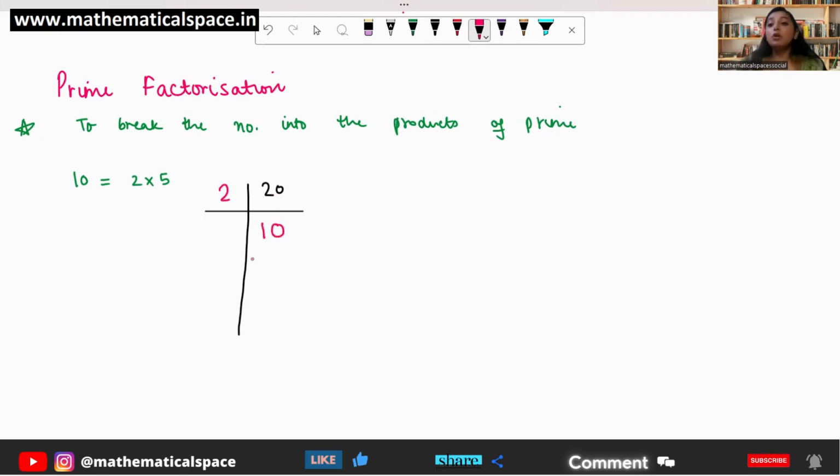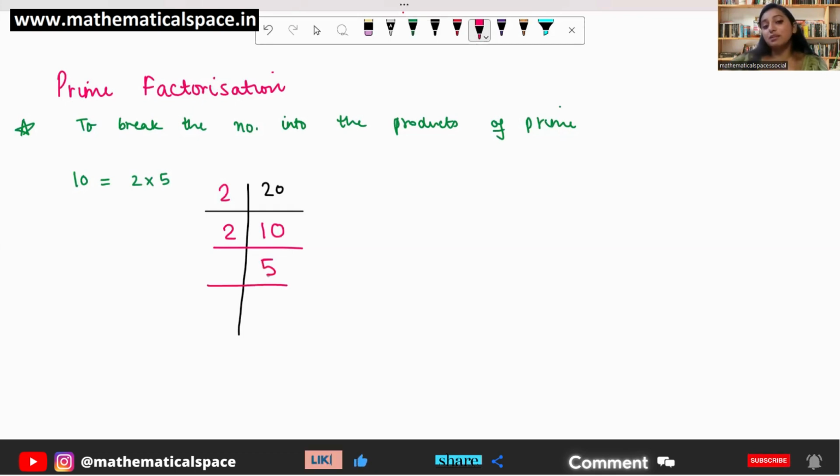Repeating it again. What is the first step? How can we write 20? We will search for a prime number that can divide 20. So we can divide 20 by 2, which gives us 10. Now we are left with 10. Now we have to think of another prime number that will divide it. So we'll take 2 again. What is 10 divided by 2? It is 5. I will write it below.